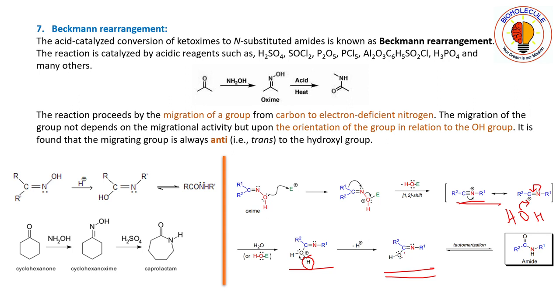Now this can tautomerize to the amide group. So what it will do is oxygen will form a double bond over here, and this carbon nitrogen double bond will now become a carbon nitrogen single bond, and nitrogen will have a negative charge, and this negative charge will take up the proton. So you will get an amide over here, that is an N-substituted amide.